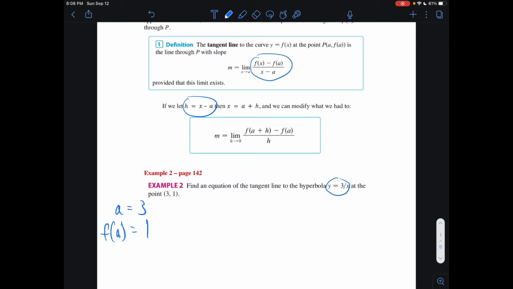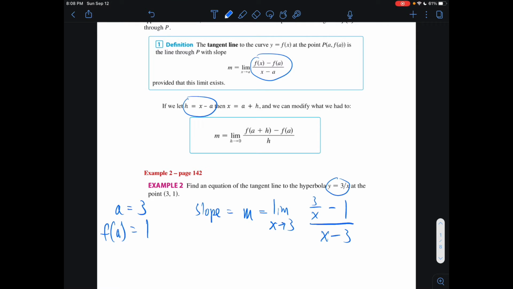So then what we really just need to find is the slope. The slope of this tangent line is m equal to, and let's use the first definition, the limit as x approaches, in this case, 3, of our function f of x, which in this case is just 3 divided by x, minus f of a, which we've already written down is 1, divided by x minus 3.